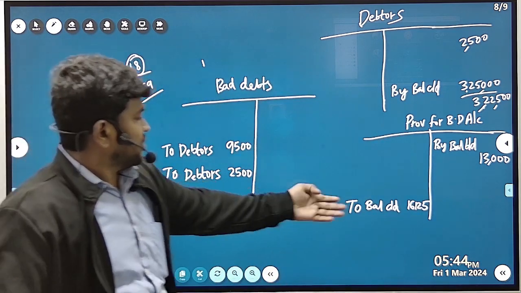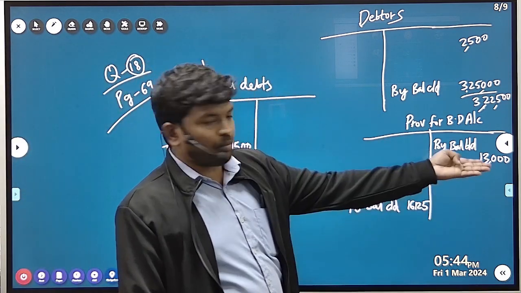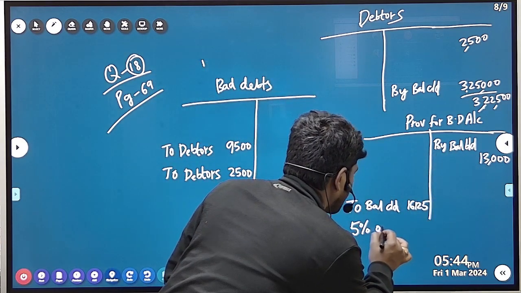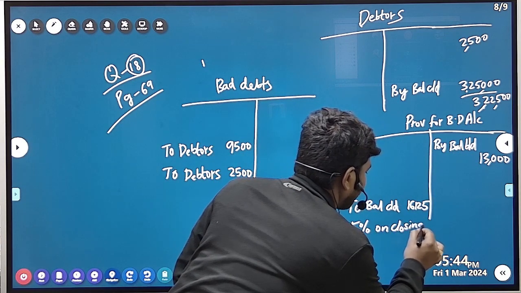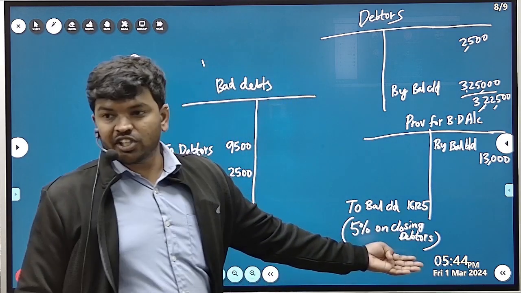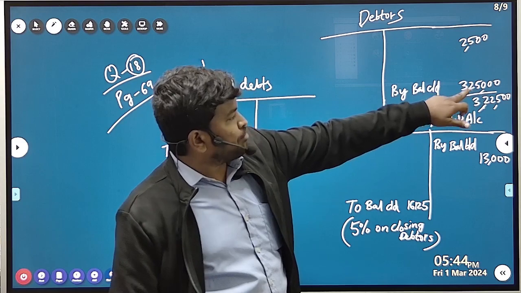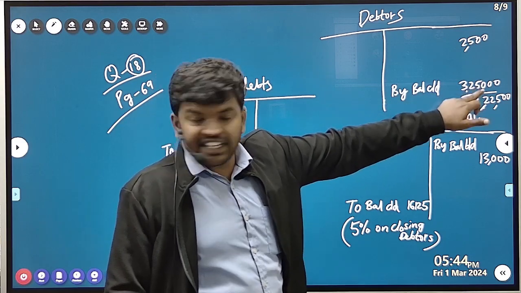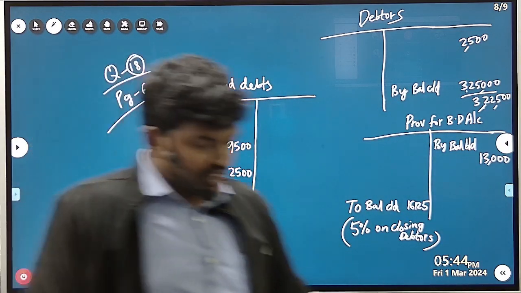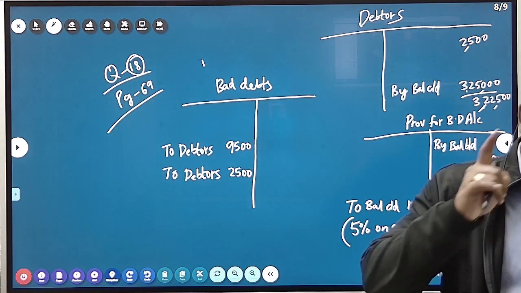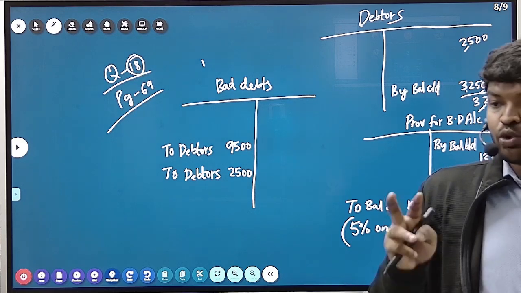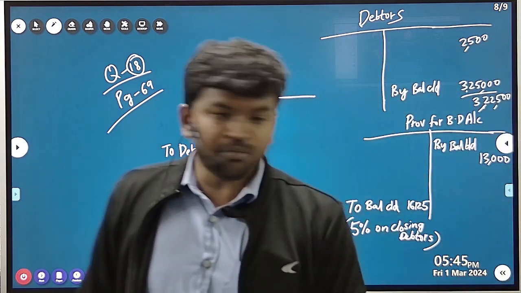Understood? This is the closing provision balance. This is the opening provision balance. This is the closing. How did it come, sir? 5% on closing balance of debtors. 5% on which? Closing balance is actually 3,25,000, but I have not reduced the 2,500 bad debts from it, yes or no? Because they have clearly mentioned in the question 3,25,000 is the debtors balance on 31st March, but out of these debtors 2,500 is bad, clearly stated, yes or no?